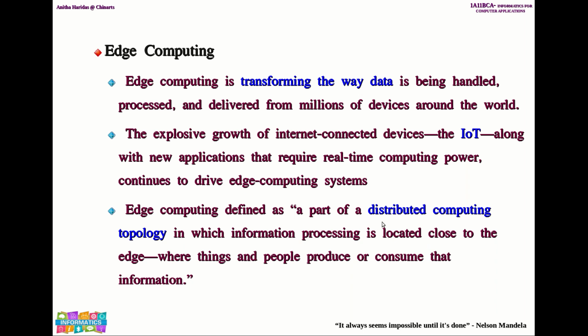I can say it is a part of a distributed computing topology. Information processing is located wherever you have things, wherever you have people. So the things and people can produce some information or consume some information. The interaction can happen, and this is what you call edge computing. So all your electronic devices are nowadays becoming a location from where you can send some data or receive some data.